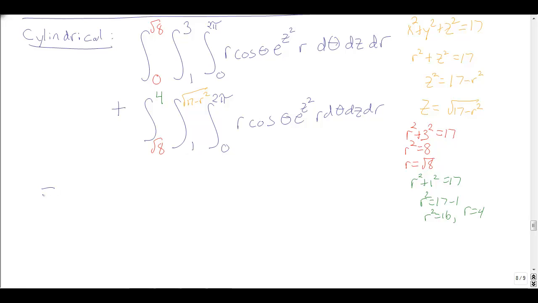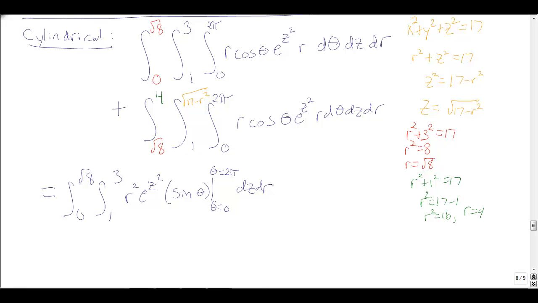So I'm going to get my first integral. This is 0 to square root of 8, integral 1 to 3. The stuff without theta is r times r, that's r squared, and I have an e to the z squared. And then cosine theta integrates to sine theta, and I evaluate from theta equals 0 to theta equals 2 pi. And then we have a dz dr.